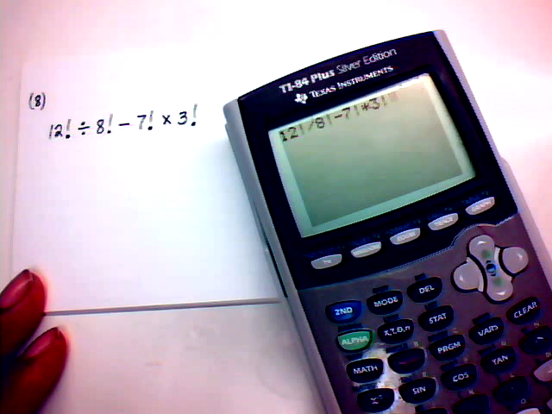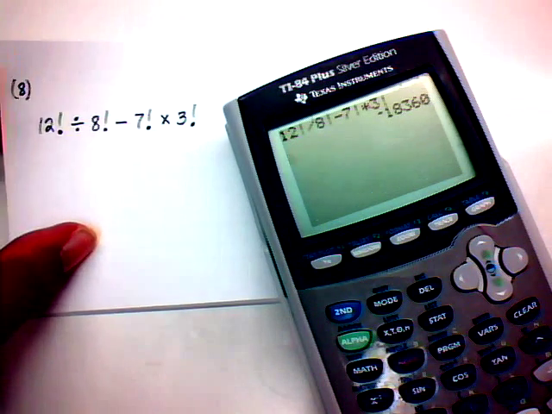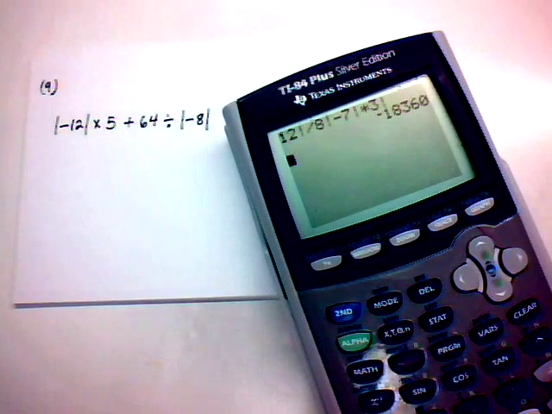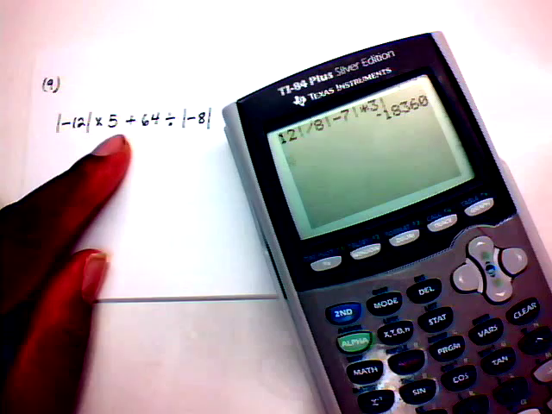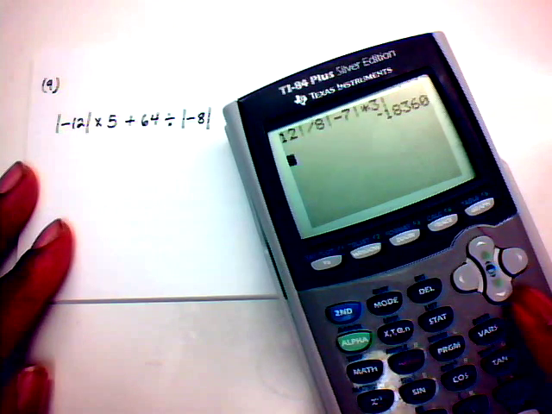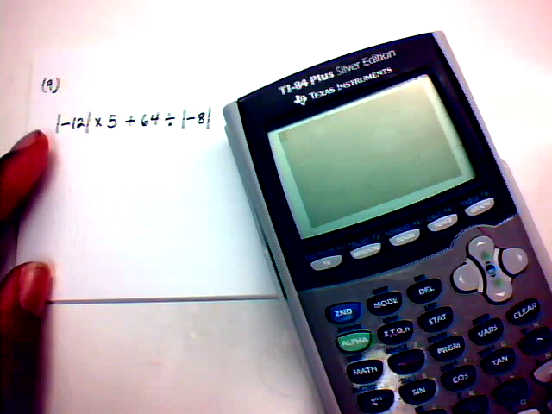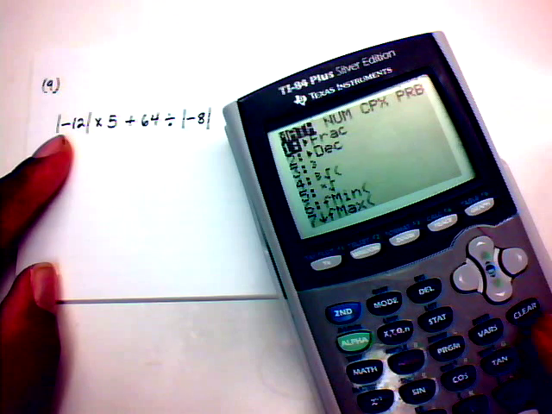So your screen should look like this. And then hit enter. And you'll get negative 18,360 as your final answer. All right, problem number 9. Here we got the absolute value of negative 12 times 5 plus 64 divided by the absolute value of negative 8. Okay, now for the absolute value, we need to press the math key.